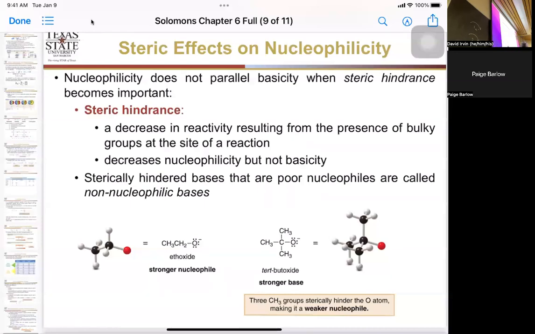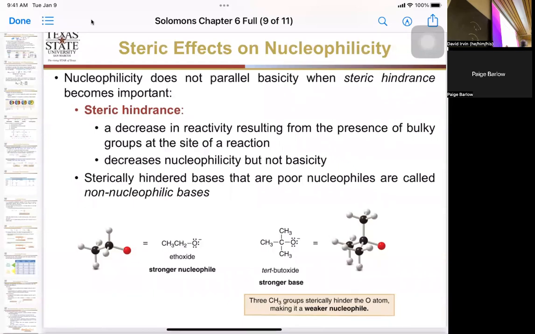But if we bulk it up, so we replace 2 of those hydrogens with methyl groups, now it can only be seen from the one little place where the 3 methyl groups aren't shielding. These are acting like an umbrella and making it so only a little bit of this anion can be seen. Here, these aren't shielding, so we can look at the full area as where it can be seen as an anion. So we call that steric hindrance. The smaller the groups you have around your negatively charged species, the more nucleophilic it's going to be.